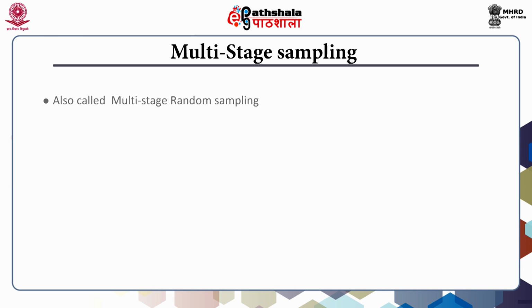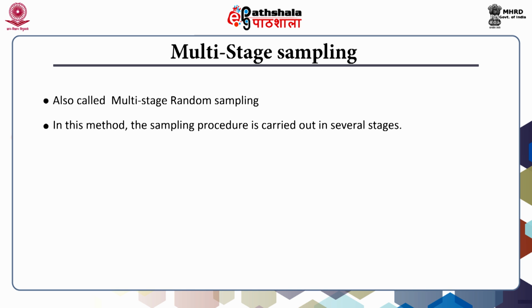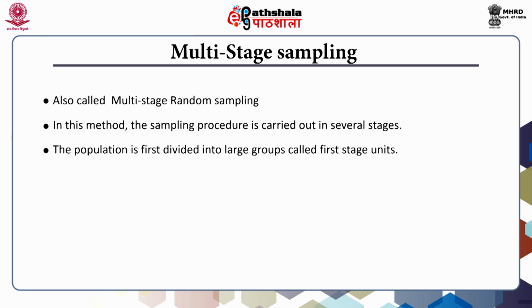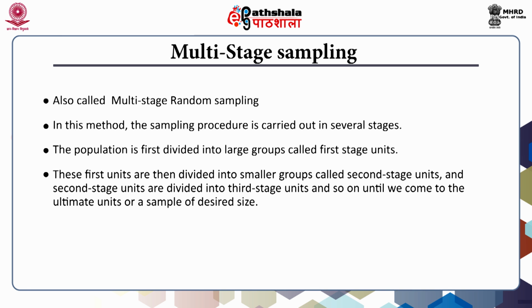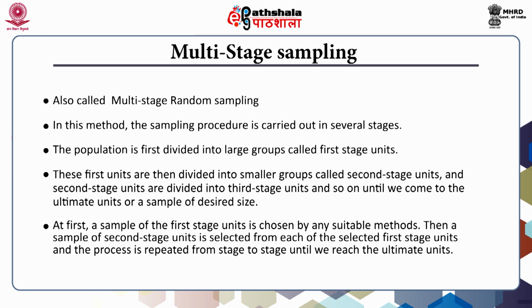Multi-stage sampling. This is also called multi-stage random sampling. In this method, the sampling procedure is carried out in several stages. The population is first divided into large groups called first stage units. These first units are then divided into smaller groups called second stage units, and second stage units are divided into third stage units and so on until we come to the ultimate units or a sample of desired size. At first, a sample of the first stage unit is chosen by any suitable methods. Then, a sample of the second stage unit is selected from each of the selected first stage units and the process is repeated from stage to stage until we reach ultimate units.